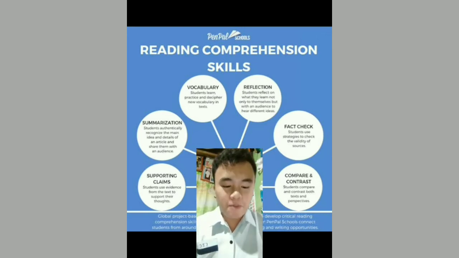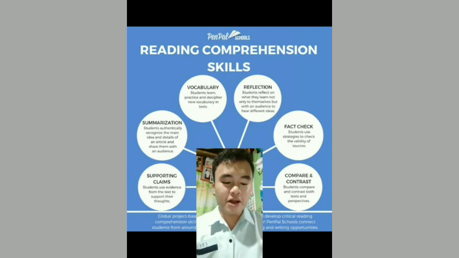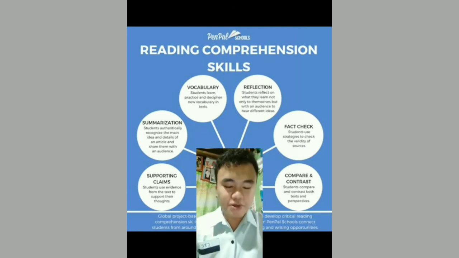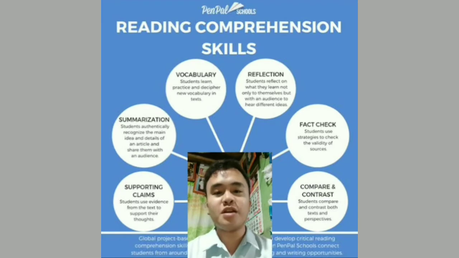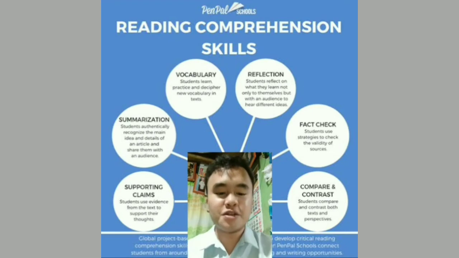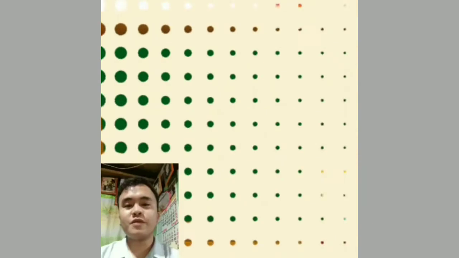And the last is compare and contrast. You are already familiar with this one. Students compare and contrast both texts and perspectives, or differentiate two variables in different ways. So it's very important that compare and contrast is also included in how to develop reading comprehension. So that's all.